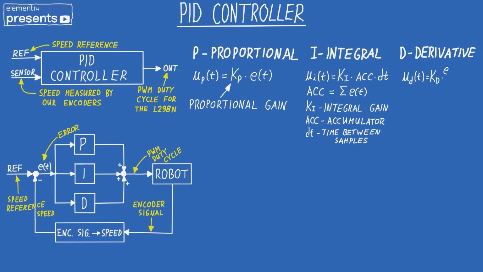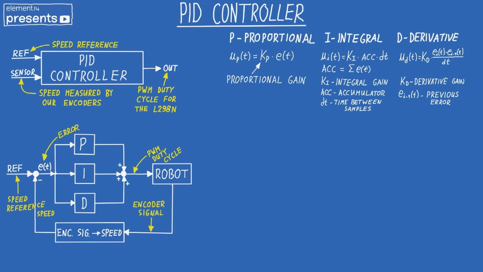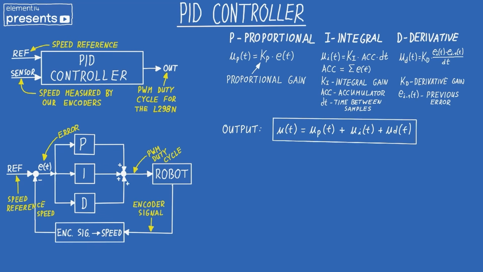And in the end we have the derivative part, which works with how fast the error is changing, and that helps with overshoots. The actual output of the PID controller is the sum of these three components and is represented by this formula here. Now, this is just some random math on your screen, so I'll try and draw you a graph to get this a bit closer to you so you understand how it works.